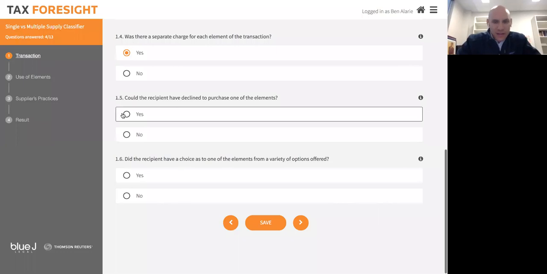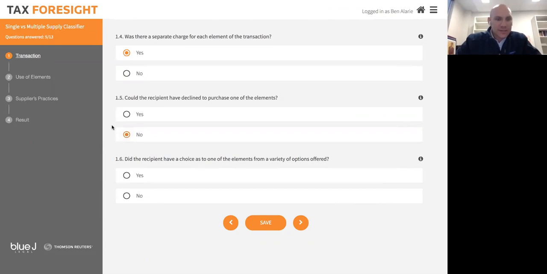Could the recipient have declined to purchase one of the elements? No. The professional corp was not in a position to sell an orthodontic appliance without also providing the treatment plan and the services. So that was a key part of the relationship between the patient and the professional corp.